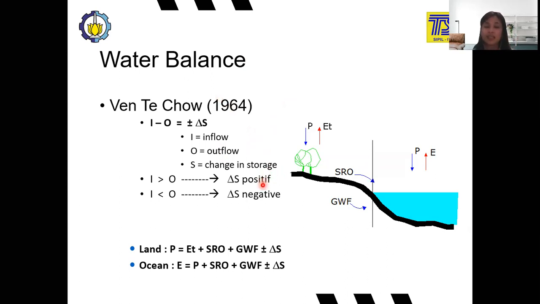But if it's not 0, it has the change in the storage, delta S. So delta S can be positive or negative. That's why this is called water balance. Here we got from Van der Chow in 1964: inflow minus outflow equals plus or minus delta S, change in storage. What do we call inflow and what do we call outflow? The inflow is water going in, but the outflow is water going out.